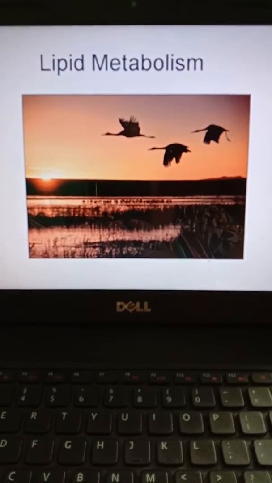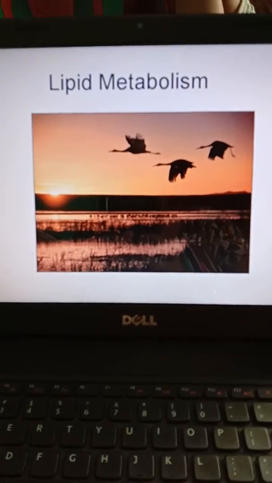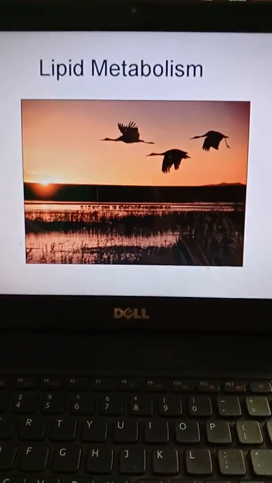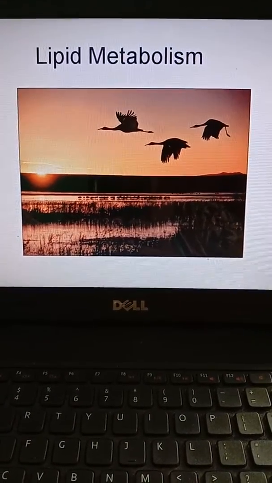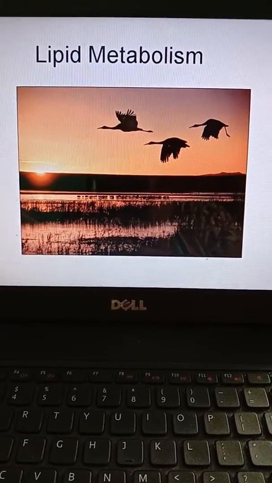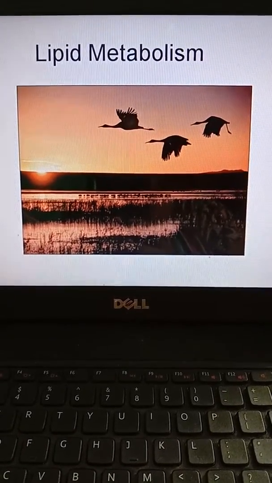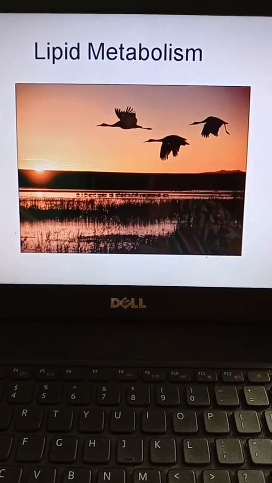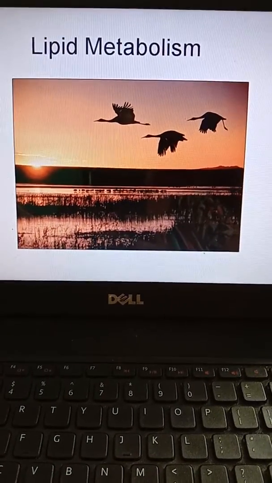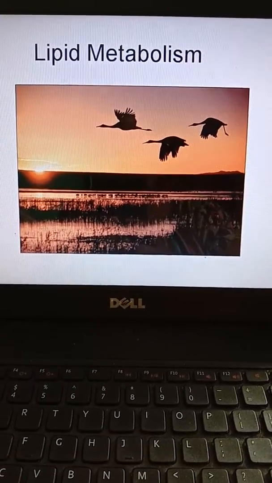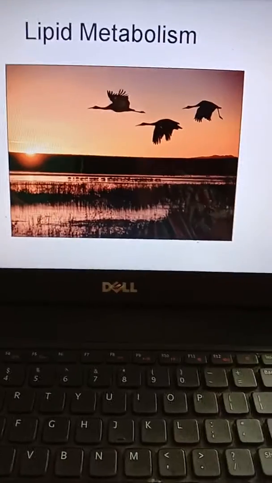Today I will be taking the class on lipid metabolism. We are taking the class of biochemistry for the first year, second semester. We are entering into unit 3 of the first class. So, lipid metabolism. This was discussed earlier, but now I am just repeating it here.